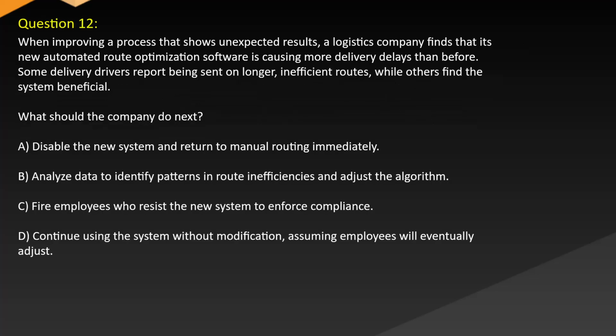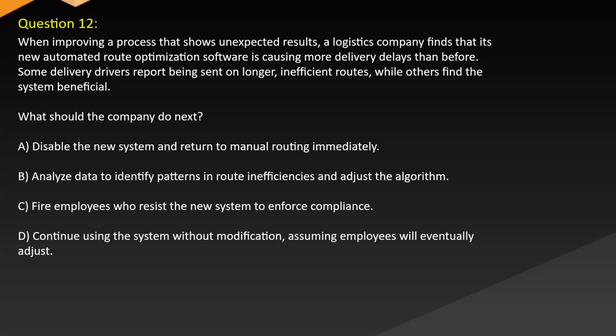Question 12. When improving a process that shows unexpected results, a logistics company finds that its new automated route optimization software is causing more delivery delays than before. Some delivery drivers report being sent on longer, inefficient routes, while others find the system beneficial. What should the company do next?